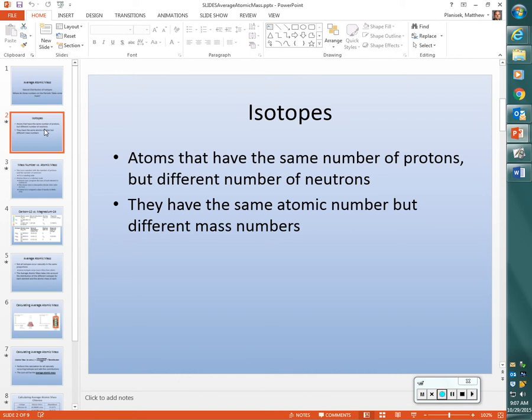Then we shifted our discussion to the difference between mass number and atomic mass. Mass number and atomic mass. I want you to take 30 seconds to talk to the person next to you and discuss the differences between mass number and atomic mass. Go.